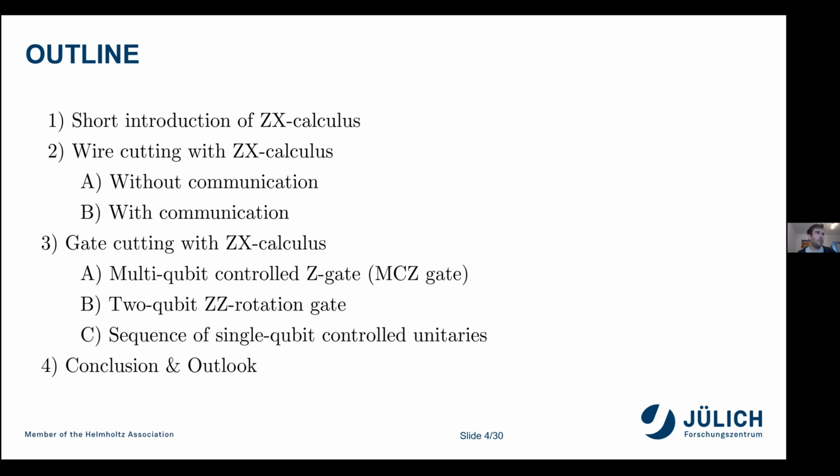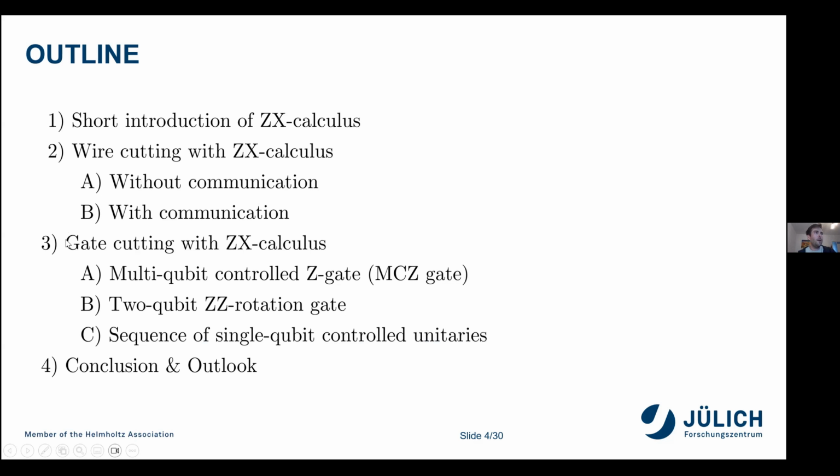What this means here is simply that if you cut a wire, you measure the qubit in a state and then you reinitialize it. If you use communication, it means that the measurement result will be used to decide which state you reinitialize. It turns out that if you do this, then the sampling overhead that you have to invest is smaller than if you do not do it. Therefore, here we use wire cuts with communication.